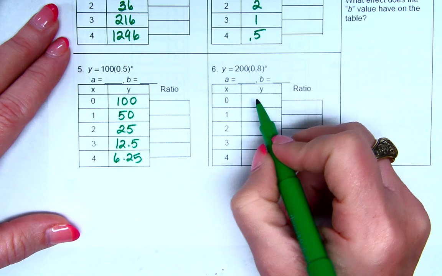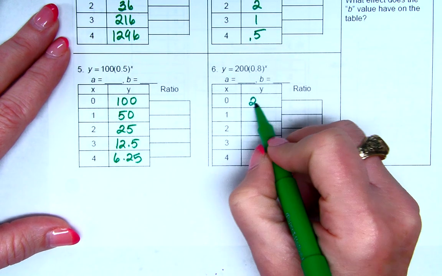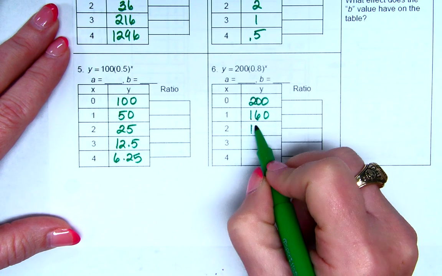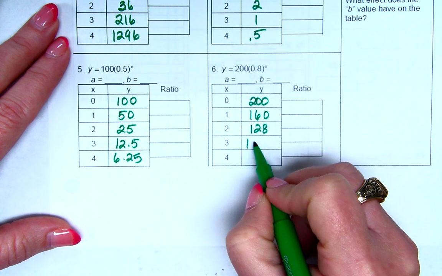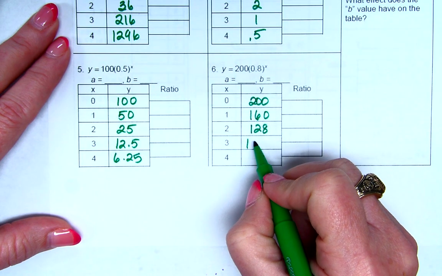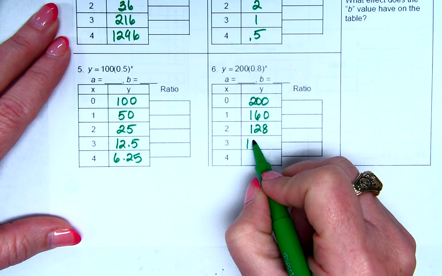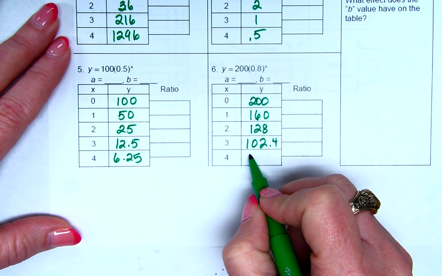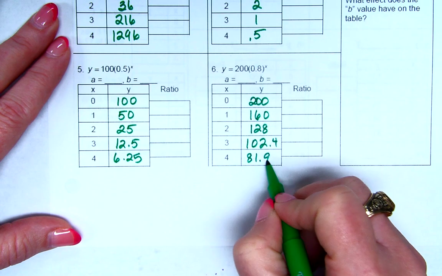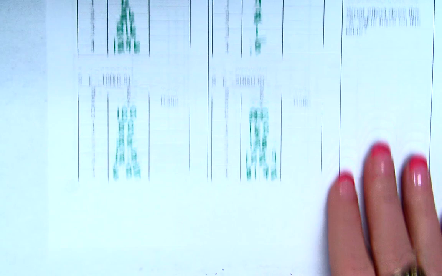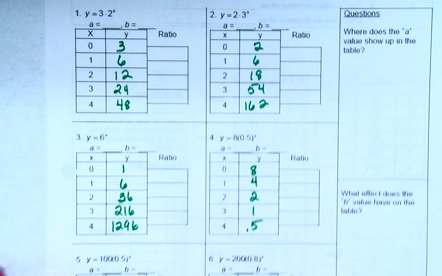I have 6. 0 is 200, 1 is 160, 2 is 128, 3 is 102.4, and 4 is 81.92. Perfect. Do you guys have these written down as well now? Okay. Let's go back up and look at number 1.